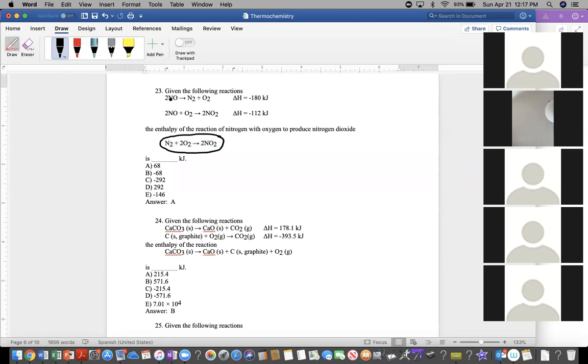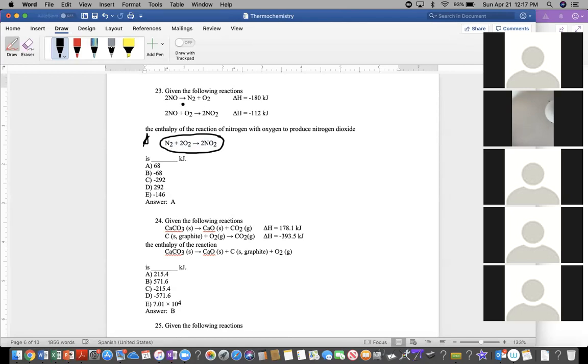So you see, this reaction has N2O2 and NO2. Here you have NO. We're not going to worry about that because it's not even in our reaction. Then you're going to look at N2. You see N2, that's common in our reaction. Now this N2 is on the right-hand side, but in my main reaction, the one I'm interested in, it's on the left-hand side.